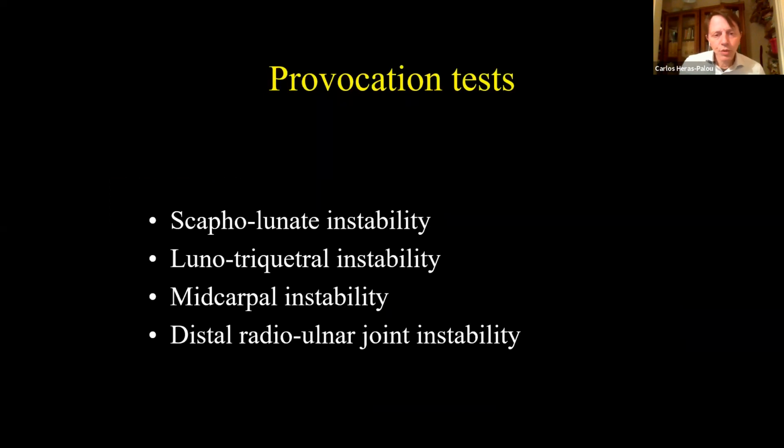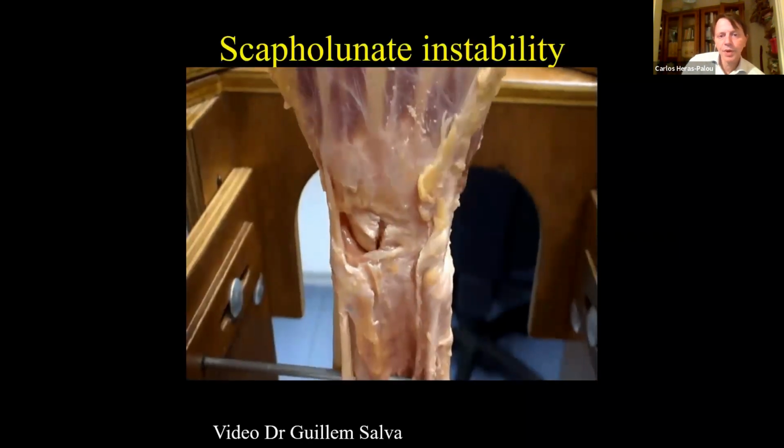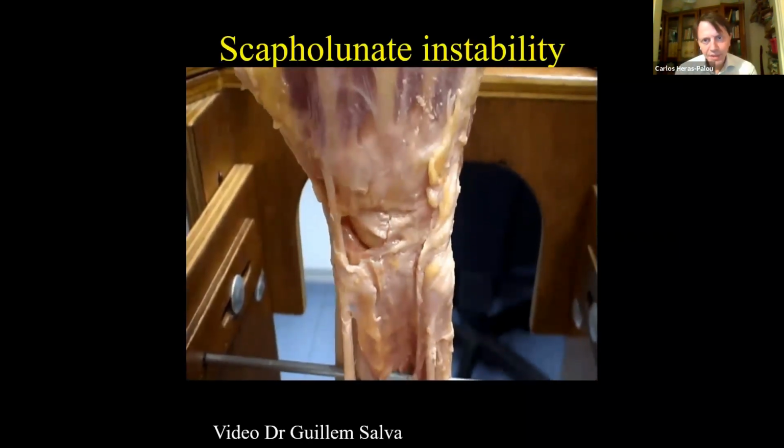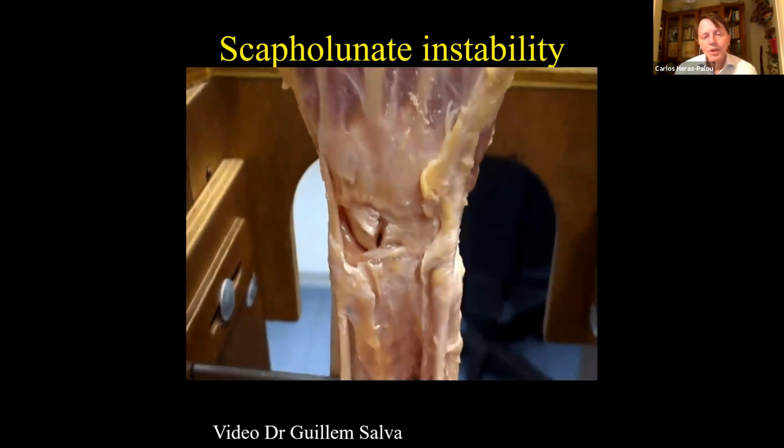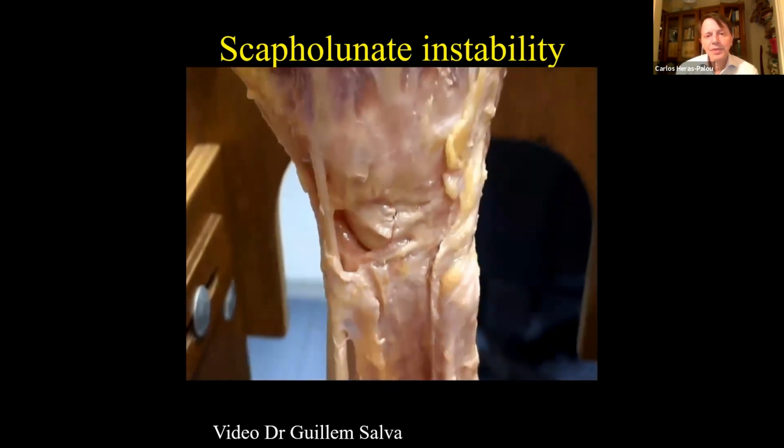So we're going to go through a provocation test for these 4 situations: scapholunate, luno-triquetral, midcarpal, and DRUJ. And we'll start with the scapholunate, which is the one that we all know. What is scapholunate instability? Well, this is it. That's what scapholunate ligament instability is.